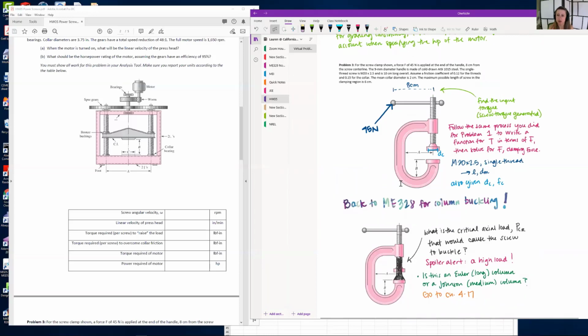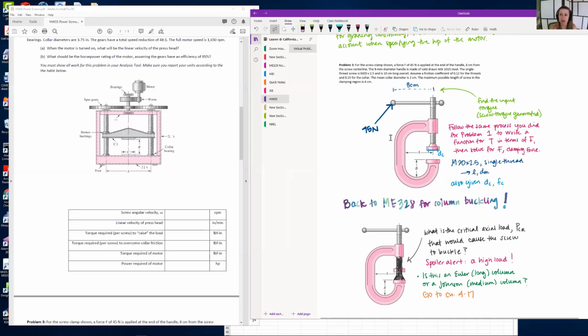Problem 3 will probably take the most amount of time. We have a screw clamp, or a C-clamp, shown. A force of 45 newtons is applied at the end of this handle, 8 centimeters from the screw center line. The handle itself is 9 millimeters and is made of cold-drawn AISI 1015 steel. The single thread screw is M20 by 2.5 and is 10 centimeters long overall. Assume a friction coefficient of 0.12 for the threads and 0.15 for the collar. The mean collar diameter DC is 2 centimeters, and the maximum possible length of the screw in the clamping region is 6 centimeters.